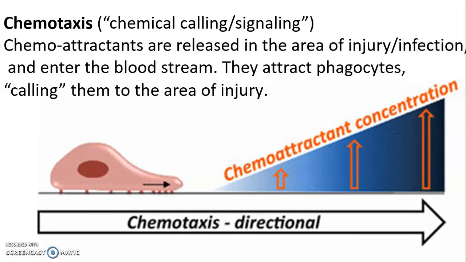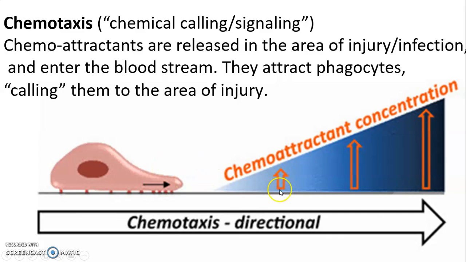It's like some kind of huge fire has occurred, and all the nearby fire stations have been alerted and are signaling all the firemen and fire trucks to come to this area. And so chemotaxis is this way that phagocytes are literally called through the bloodstream to the area of injury.